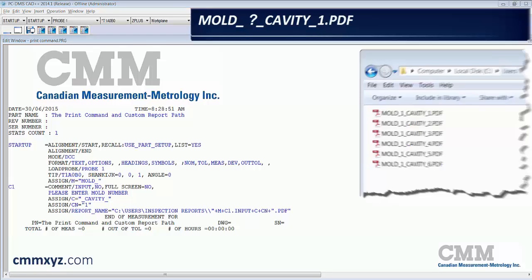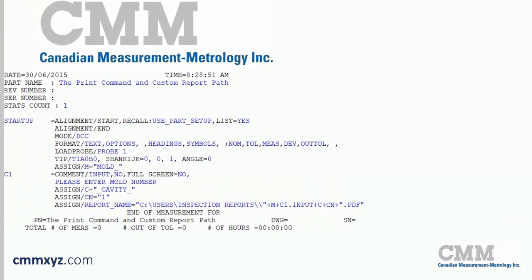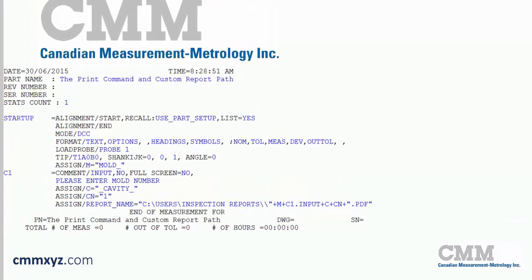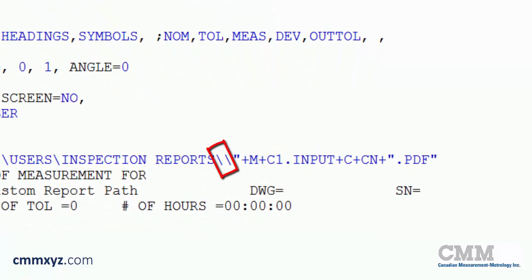Let's break it down. The key to all of this is that last variable, which I've called report name. Within those quotations, we have a file path where we will store these files, which is C, users, inspection reports. I've decided that ahead of time. And then I have the double backslash. That's important here because it precedes another quotation and another string value.